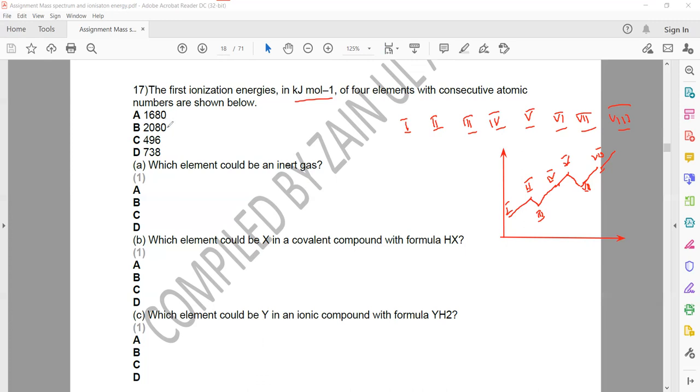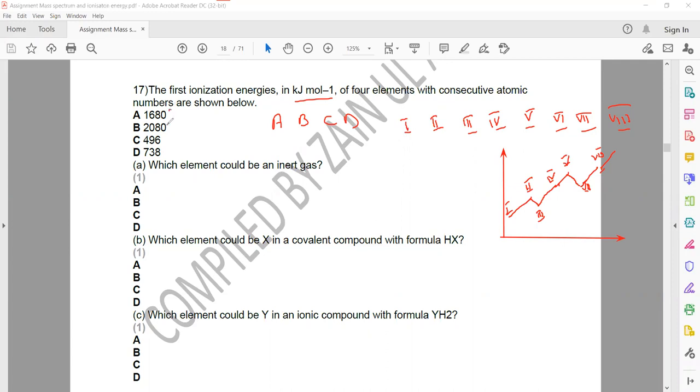So they mention these are successive ionization energies, and these are four elements, successive. So A is there, B, then C, and then D. So we have to identify first, from this result, which group they belong to. So first, what is happening?